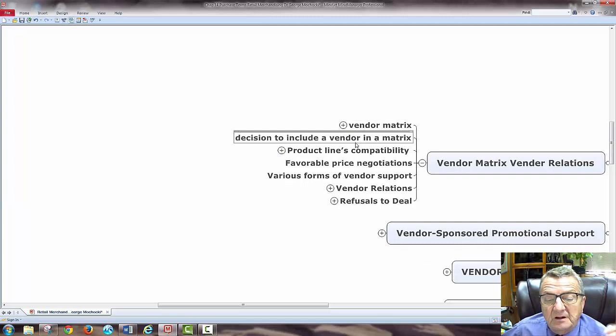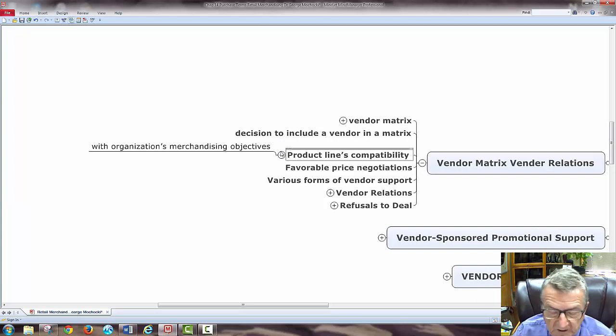Okay, the decision to include a vendor in a matrix. Product line capability: when I'm looking at this matrix, is their product line compatible with mine? Not only the product line, you're looking at the value system, the mission. Does it make sense for me to be associated with that vendor? What if that vendor uses child labor or questionable ingredients? Even though I got a good price and have no problems with the ingredients I get, they have another market that is very questionable. Do I want to be associated with that vendor?